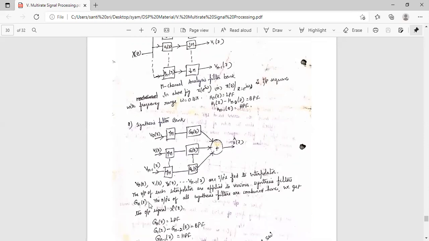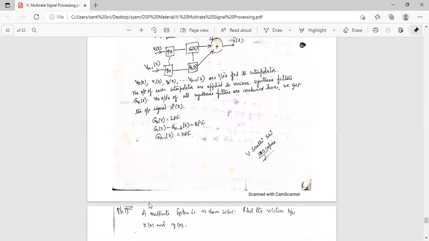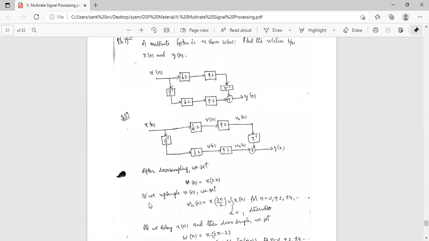Gk of Z. The outputs of all synthesis filters are combined, hence we get the output signal X cap of Z. So G0 of Z is a low pass filter, G1 of Z through G(M-2) of Z are band pass filters, and G(M-1) of Z is a high pass filter. In between the low pass filter and high pass filter, we have the band pass filters. This is about the synthesis filter bank. Next, we will do some problems.